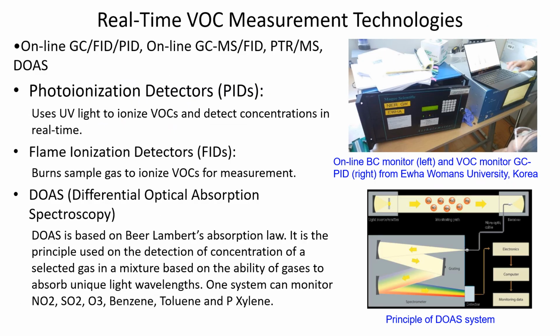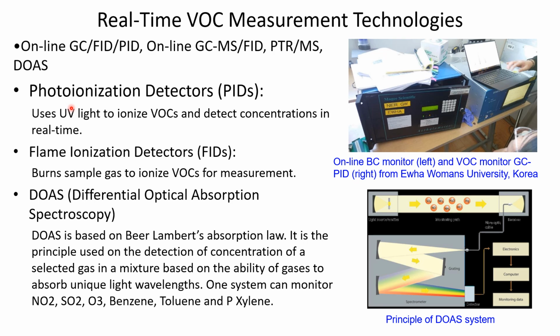Okay, so for the real-time VOC monitoring technologies, there are also some very popular methods. For example, usually we connect GC with other detectors like GC FID, GC PID, or online GC MS, GC FID, or PTR MS, and also DOAS. Here is the picture of the GC PID. We compared our open tube method and this online monitor method in Mongolia.